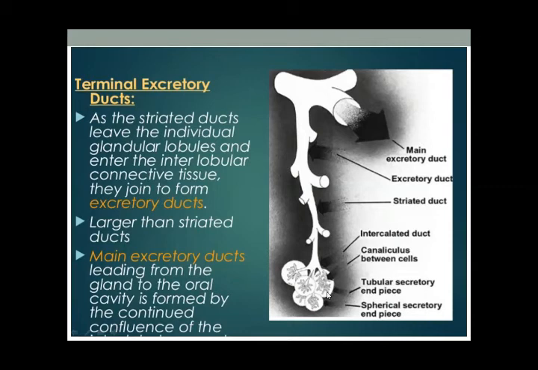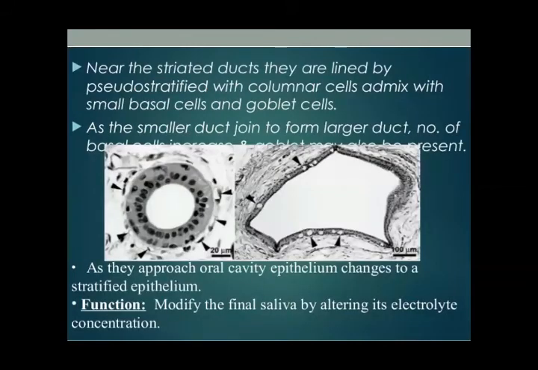Tubular secretory end pieces and a spherical secretory end piece. Larger than striated ducts, the main excretory duct leading from the gland to the oral cavity is formed by the continued confluence of the ducts. The striated ducts are lined by pseudostratified columnar cells mixed with small basal cells and goblet cells. The smaller ducts join to form the larger ducts. As they approach the oral cavity, the epithelium changes to a stratified epithelium. Functions: modify the final saliva by altering its electrolyte concentrations.